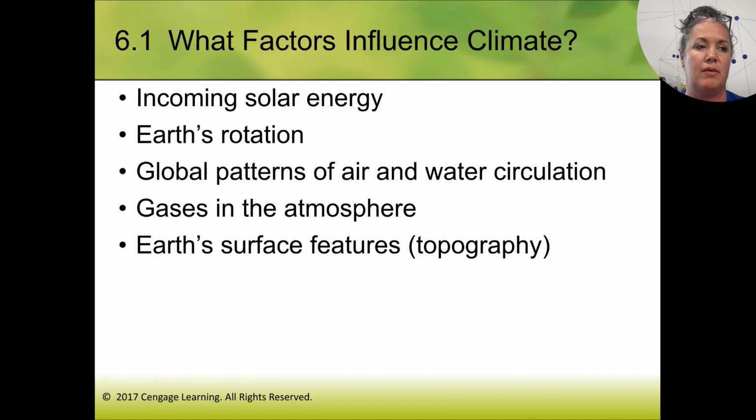Incoming solar radiation or energy, but what does that mean? Earth's rotation, well, how does that work? Global patterns of air and water circulation. What are global patterns of air circulation? And then the particular gases that are in the atmosphere, how do those affect climate? And Earth's surface features, or what is topography, how does that affect climate? So remember that you need an explanation for each of these.